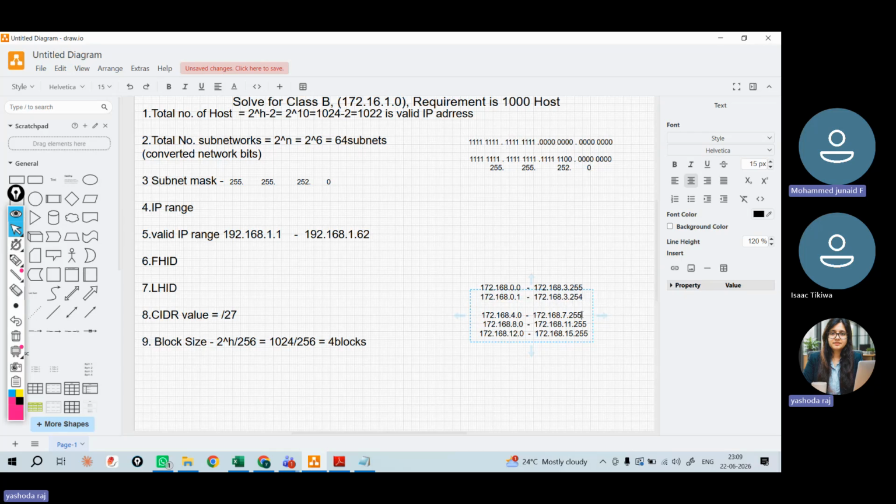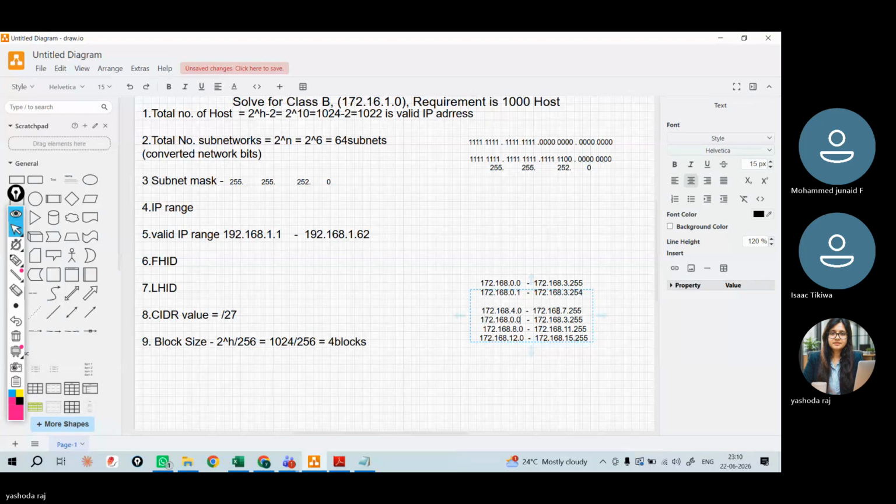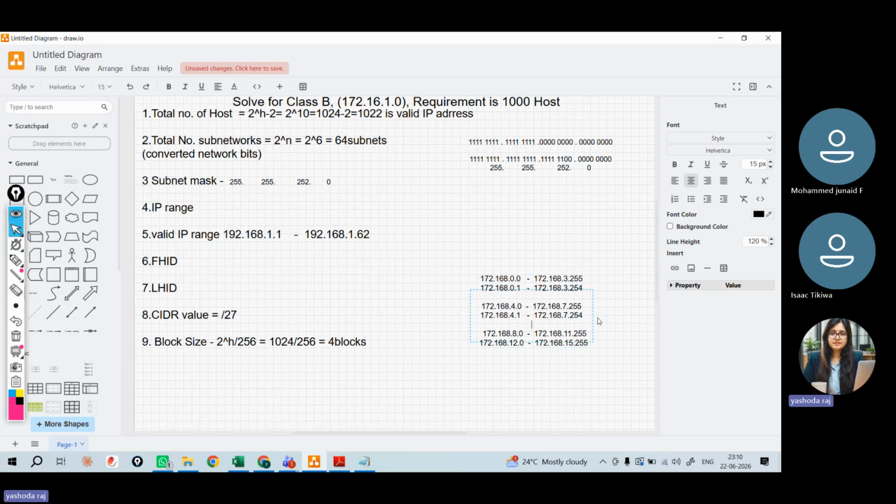0.123.254. Right? 254. Yes. So in this, 4.1 to 4.40... 7.254. Right?